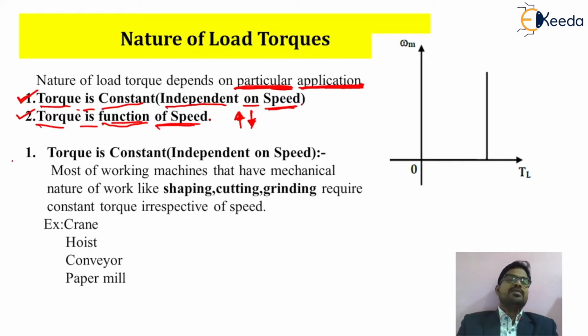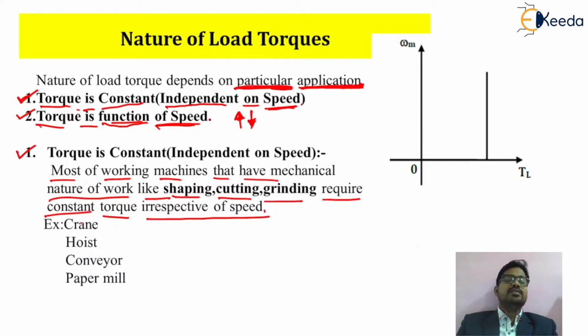So guys, we will start by discussing the first, torque that is constant, that is, independent of the speed. In day-to-day life we use different types of loads for different types of applications. Most working machines that have a mechanical nature of work, like shaping machines, cutting machines, and grinding machines, require constant torque irrespective of the speed. Guys, this is a very important case in which we use constant torque.